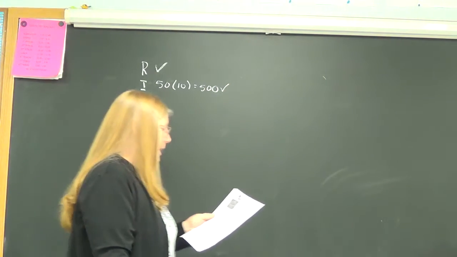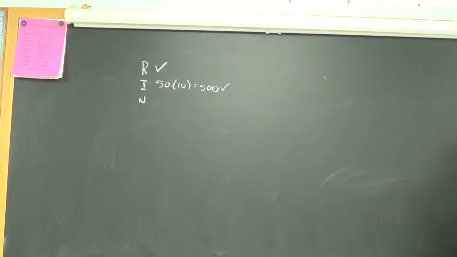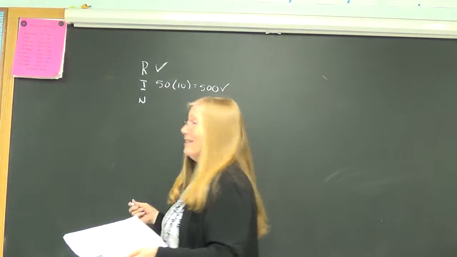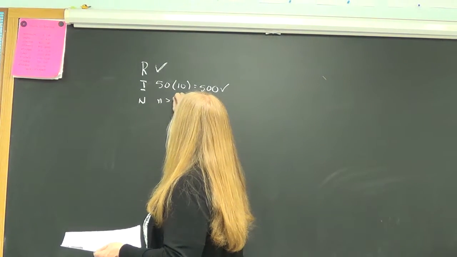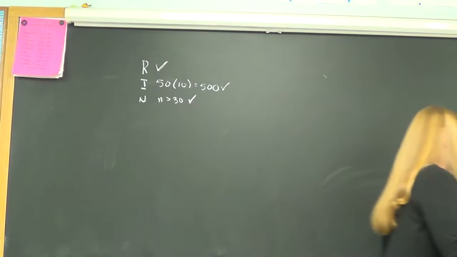Alright, normal. How do we check for normal? We don't need to because it's over 30. Right, very good. N is greater than 30. We're dealing with the mean, so N is greater than 30, so it is normal. I love when N is greater than 30.